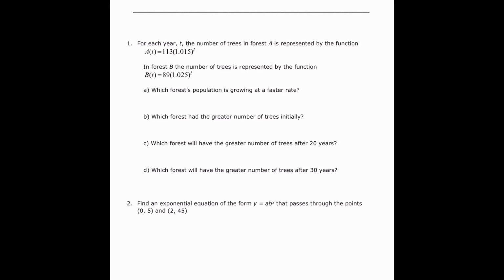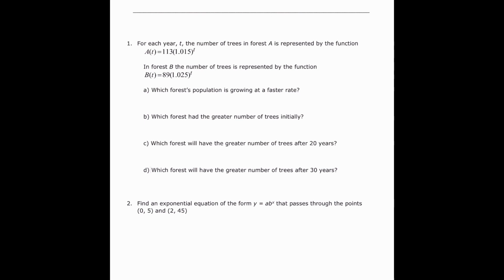Exam review. Question number 1. For each year t, the number of trees in forest A is represented by the function a of t equals 113 times 1.015 to the t power. In forest B, the number of trees is represented by the function b of t equals 89 times 1.025 raised to the t power. Which forest population is growing at a faster rate?